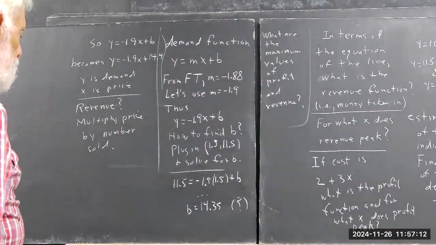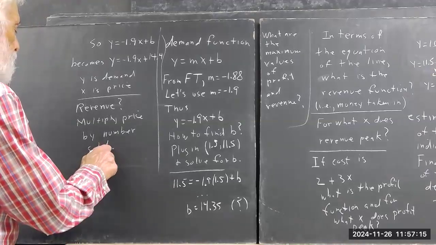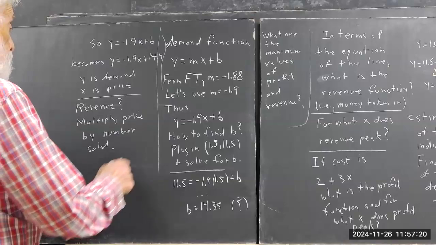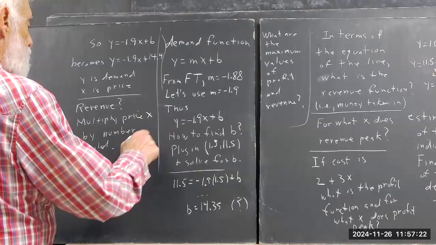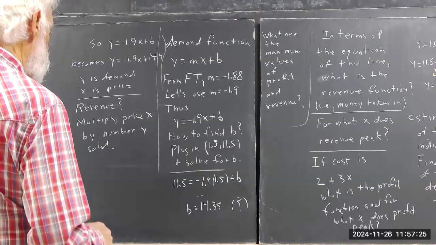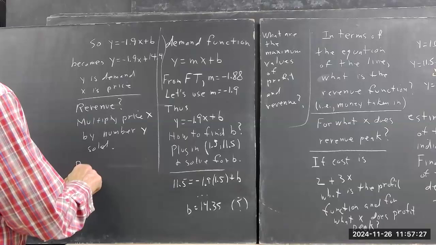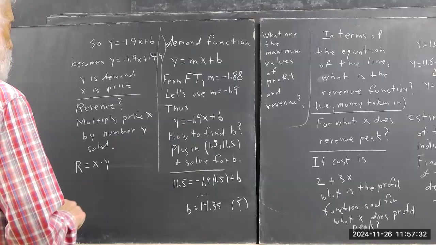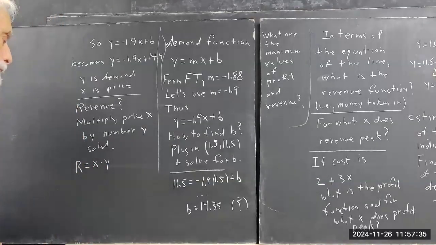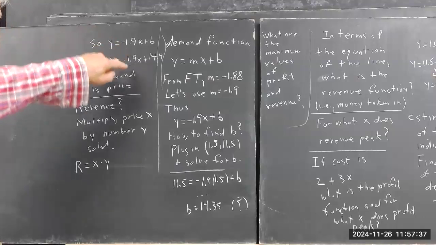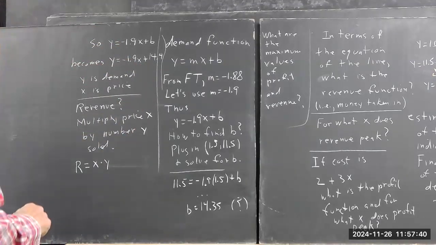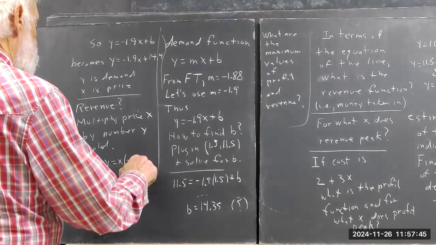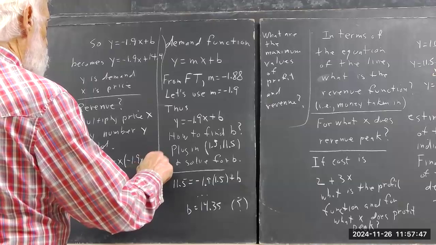Okay, so what do we do? We multiply the price by the number sold. What's the price? Well, the price is X and the number is Y. So the revenue equals X times Y. Of course, Y is a function of X, and that's what we want to use for Y. So that equals X times negative 1.9X plus 14.4.